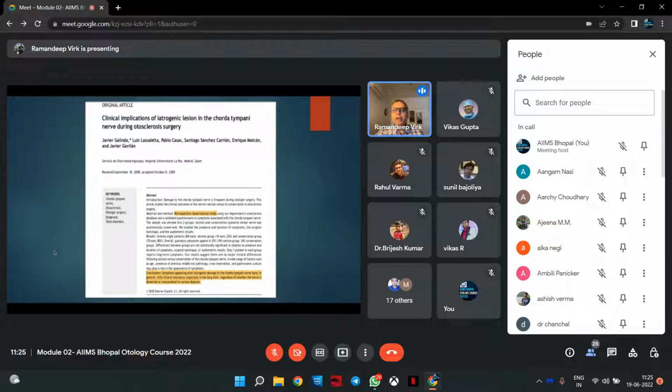So these are some of the articles. This is an original article which concluded that symptoms appearing after iatrogenic damage to the chorda tympani nerve have in general little clinical relevance, especially in the long term, regardless of whether the nerve is dissected or manipulated to various degrees. So it says in the long term, it really doesn't matter. After a few years, the patient is not going to have any taste disorders. Whether you have cut it, dissected it, or stretched it, a little stretch or more stretch, it is not going to matter.